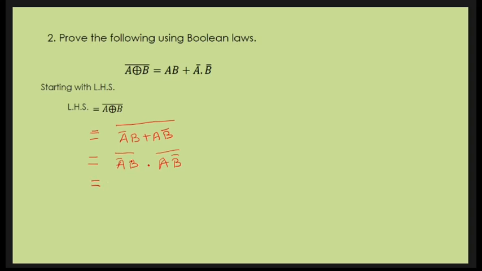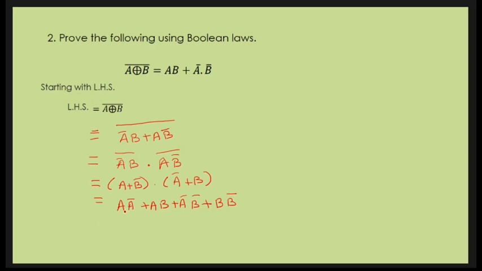Again using De Morgan's theorem, complement of product equals sum of complements, which will give you (A plus B bar) dot (A bar plus B). Now you can merge these two brackets by multiplying: A A bar plus AB plus A bar B bar plus B B bar.